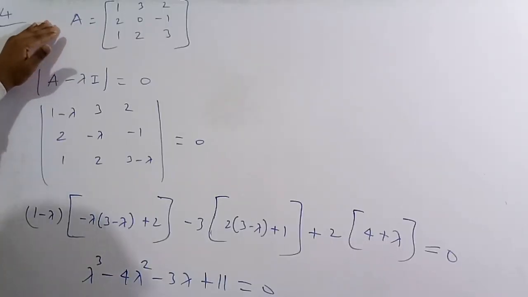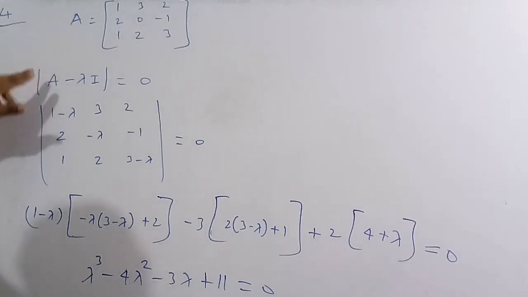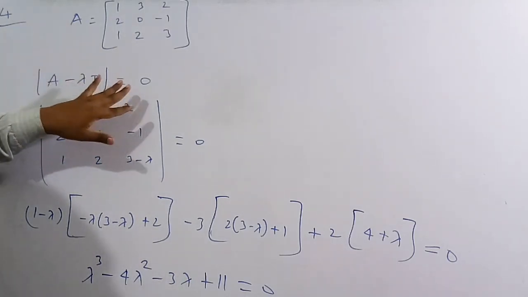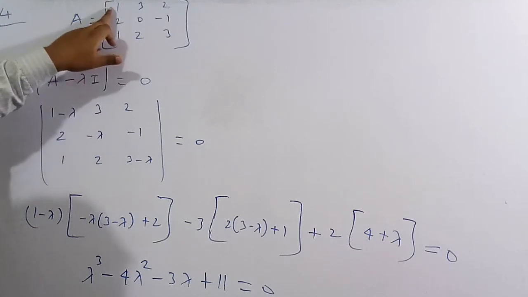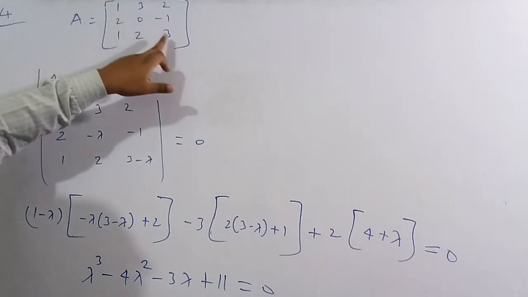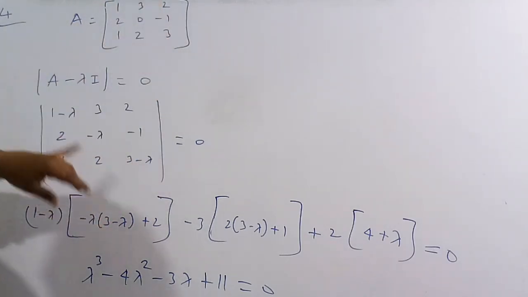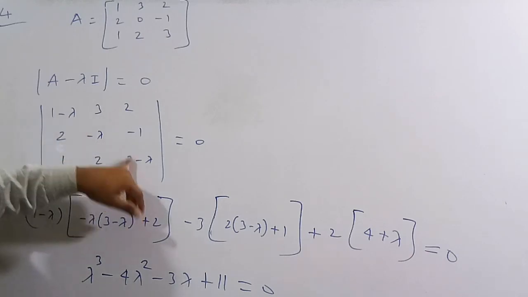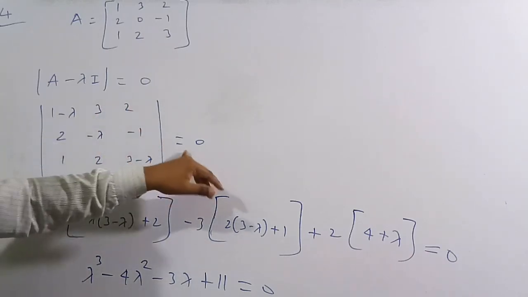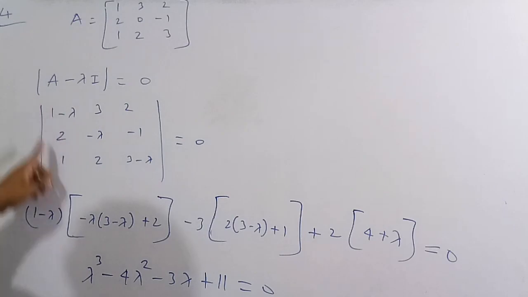I want to know the characteristic equation of this matrix. Therefore, determinant of A minus lambda I is equal to 0. So the diagonal terms will become 1 minus lambda, 0 minus lambda, 3 minus lambda. Remaining everything is the same. Now I need to equate the determinant to 0.